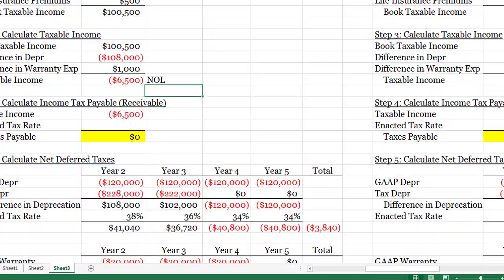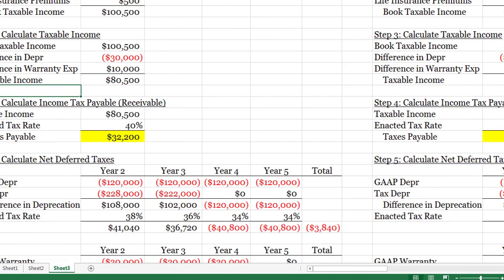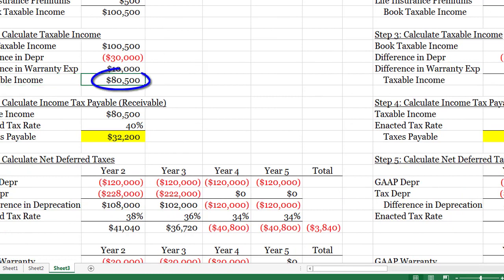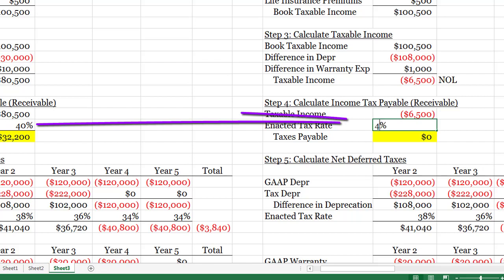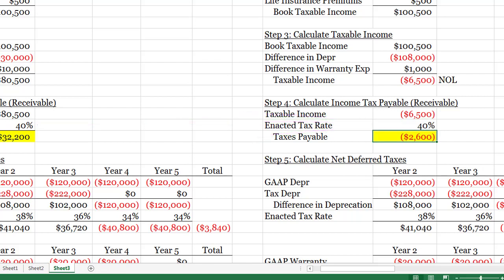So let's take a look at our taxable income from last year. It was $80,500. I've got an NOL of $6,500. I can't cover all of last year's taxable income, but I can cover $6,500 of it, which means I'm going to get a tax break of $6,500 times 40%. I use the 40% because that's what I paid last year, and that's the money that I'm asking the government to return.